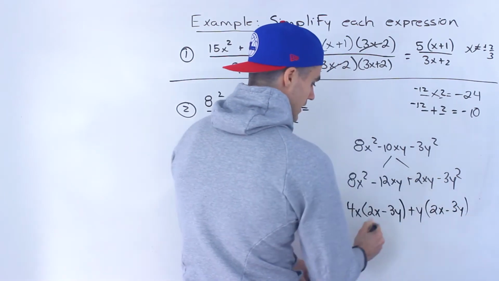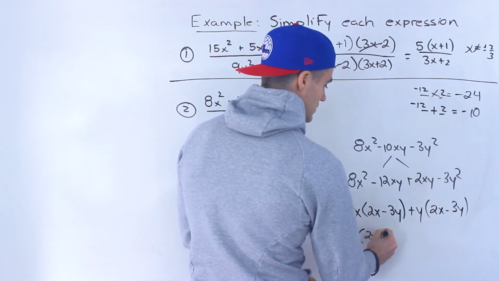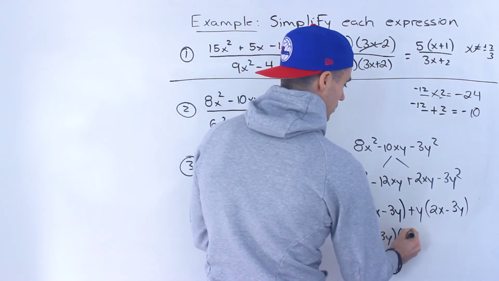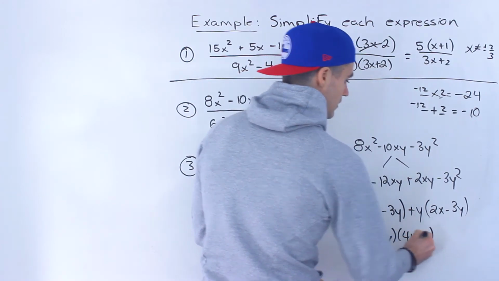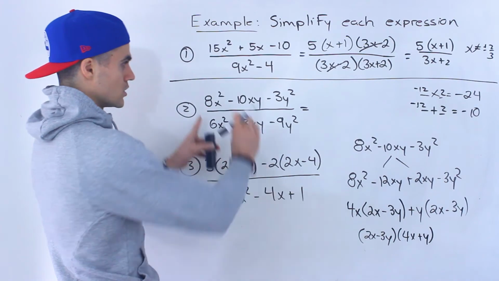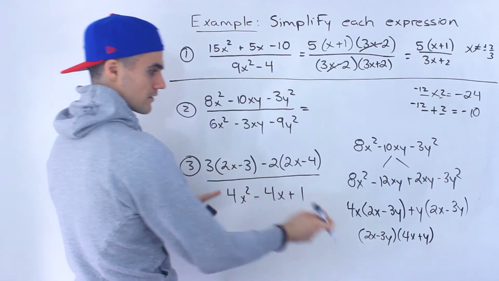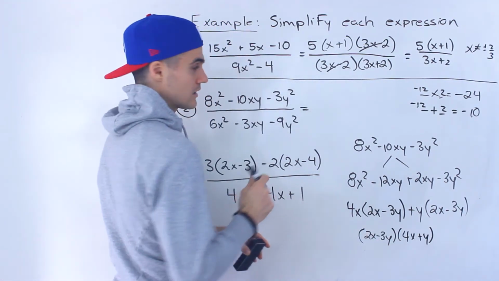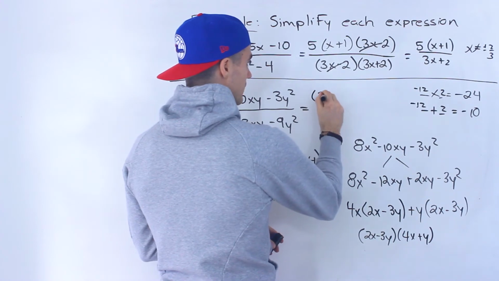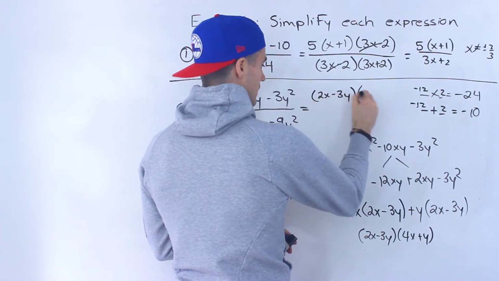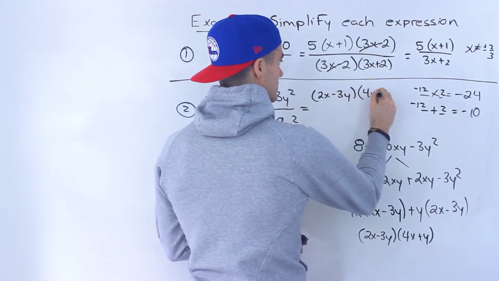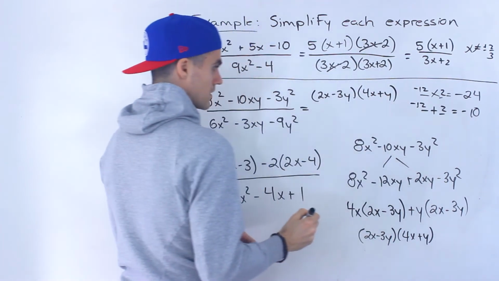And then notice we could take out a 2x minus 3y from both of these, and then we're left with a 4x plus y, like that. So this numerator factors into that. So we would have 2x minus 3y, and then we'd have 4x plus y, like that.